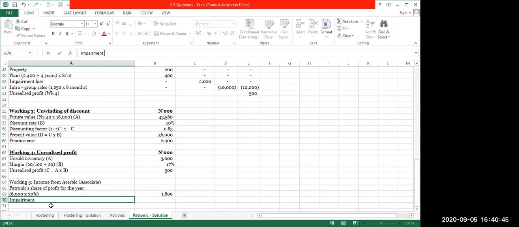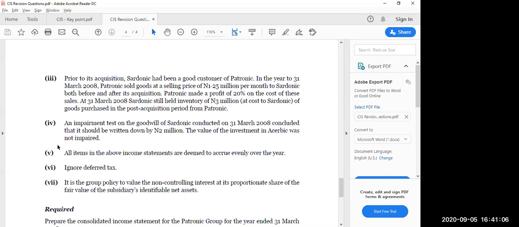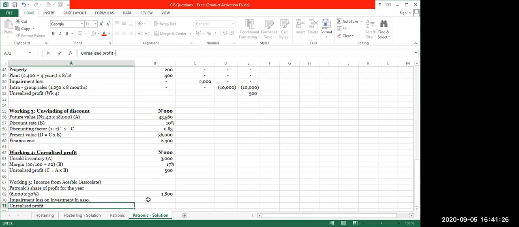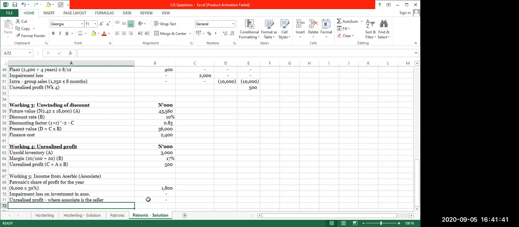The next thing is impairment loss on investment in associates. We'll check again in the question. I will just go straight to the question to see whether there was any impairment loss. And my gaze exactly is on working four. Working four says that the value of the investment in Acerbic was not impaired. So I'll return to my workings again. Impairment loss is nil. Unrealized profit where the associate is the seller. And there was no such during the year. So we have a total there. Adding it up, that will give me 1,800.